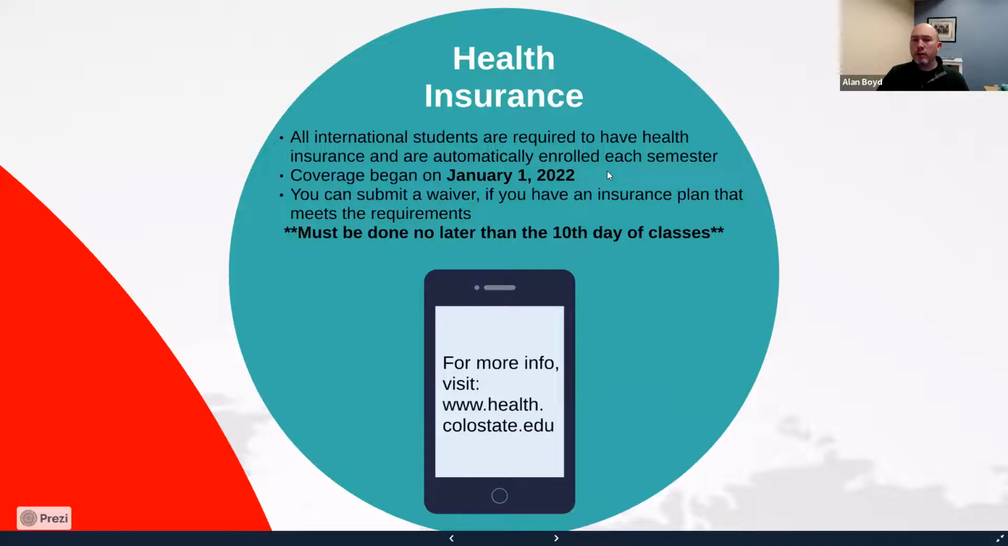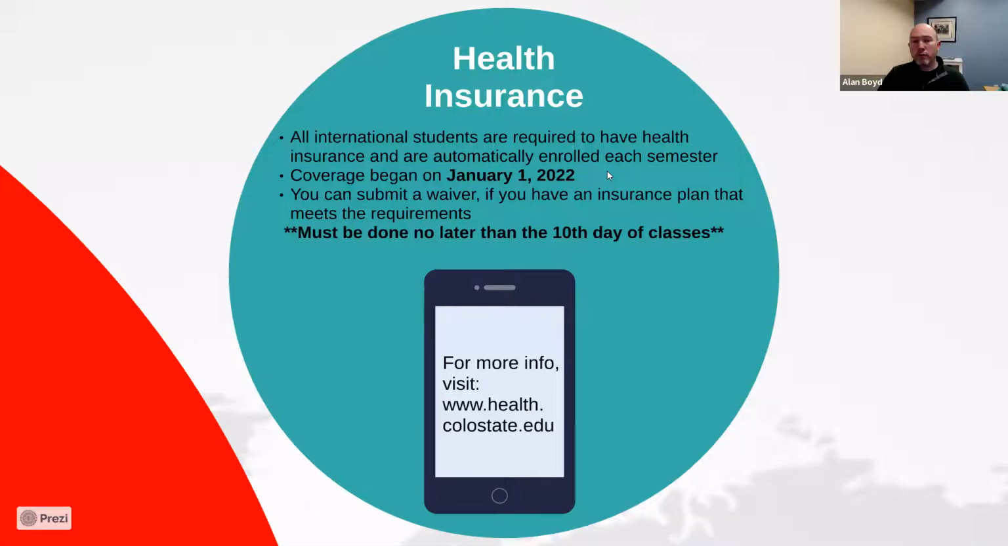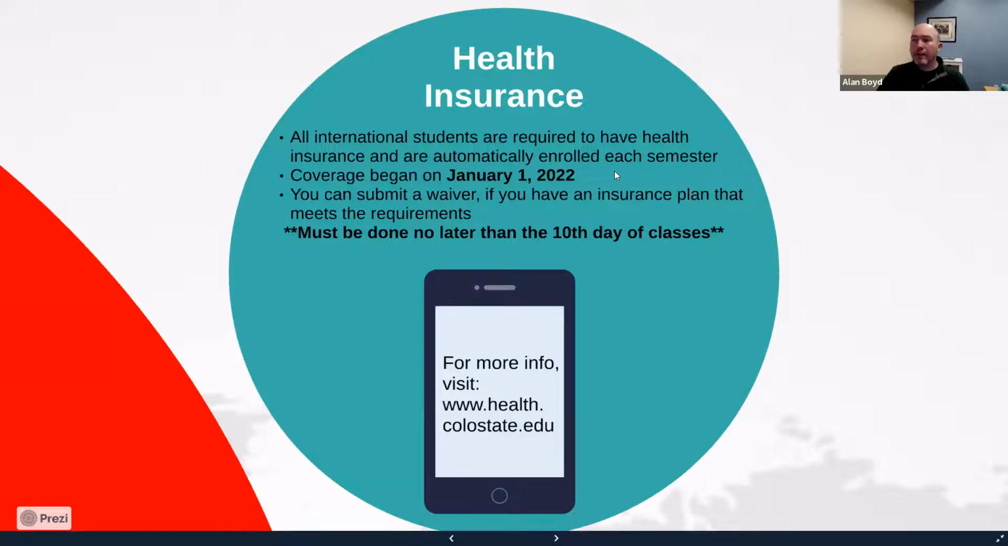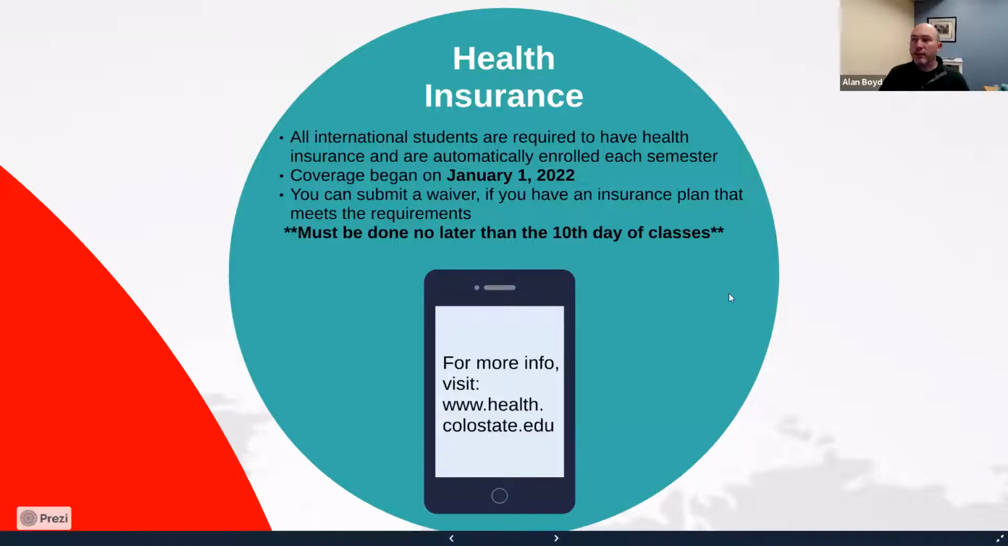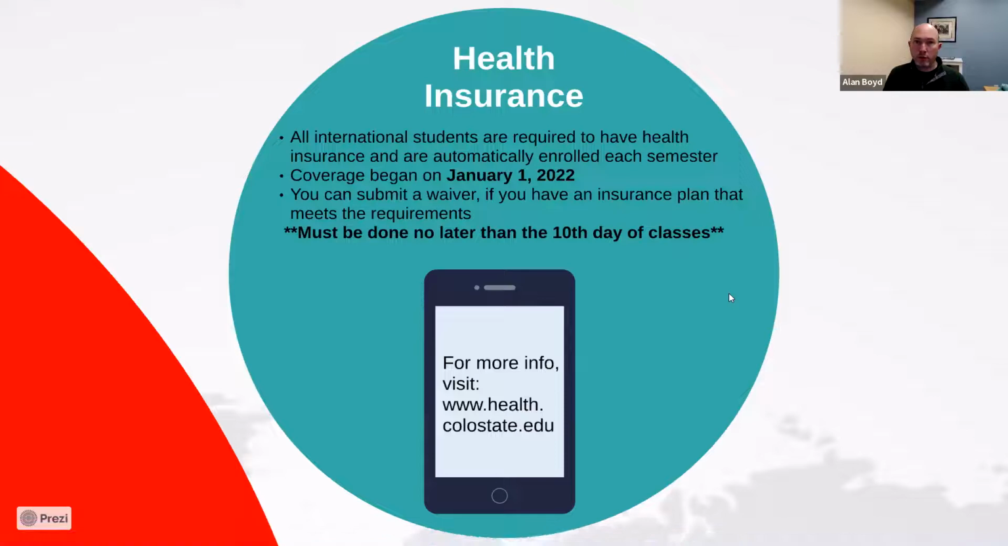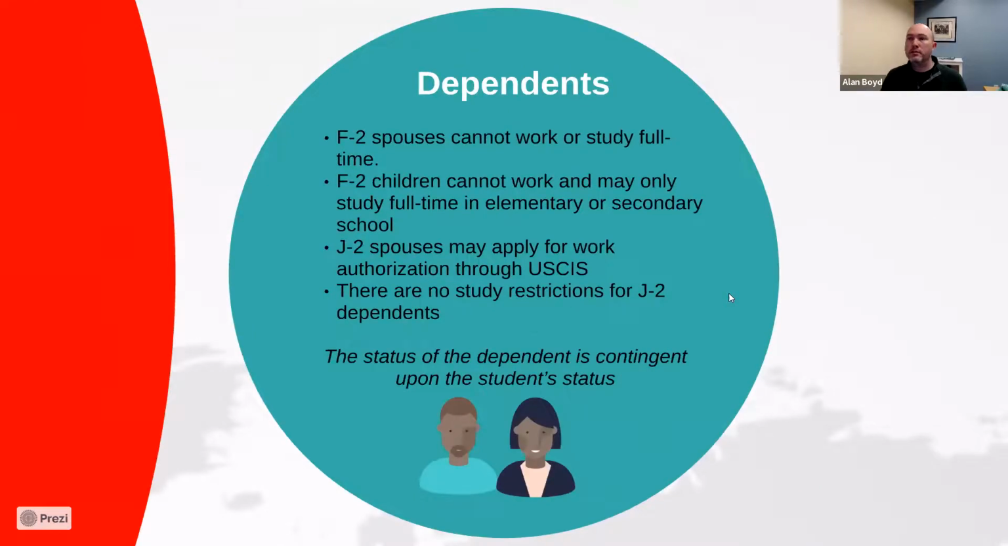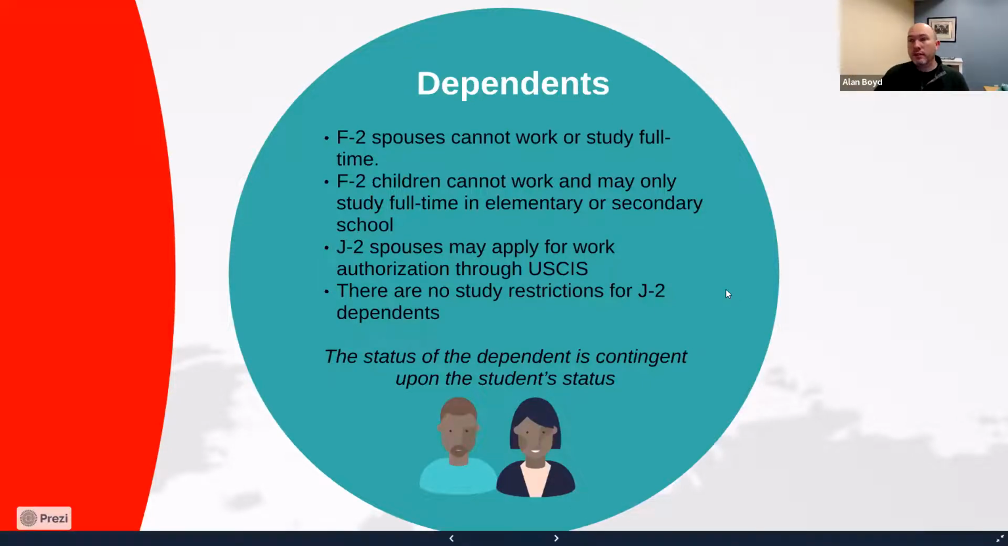If you have your own insurance, maybe from your home government or another insurance policy, let us know before January 28th, and it can be removed from your bill. But it cannot be removed after the 10th day of classes. That's January 28th. Okay, and about dependents. If any of you have children or spouses, they also must have health insurance while they're here. And the CSU health insurance does not cover children or spouses.